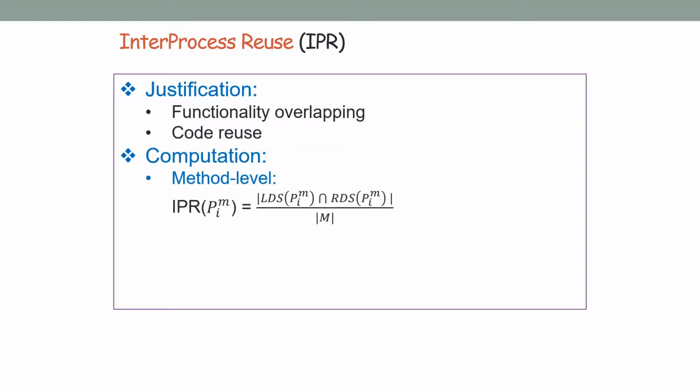The method level IPR for a method M in a process Pi is the ratio of the intersection of the local dependency set of M and remote dependency set of M to the size of the entire set of covered methods in all processes. The system level IPR is the ratio of the sum of the method level IPR measures over all methods in system execution to the size of the entire set of these methods.